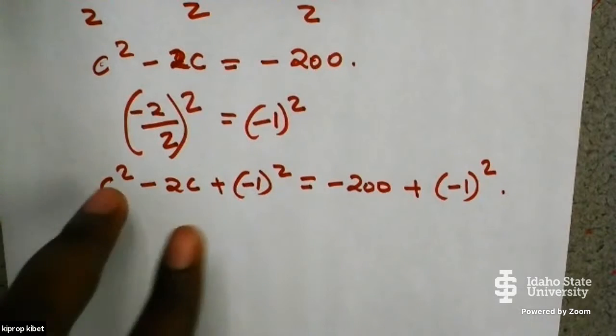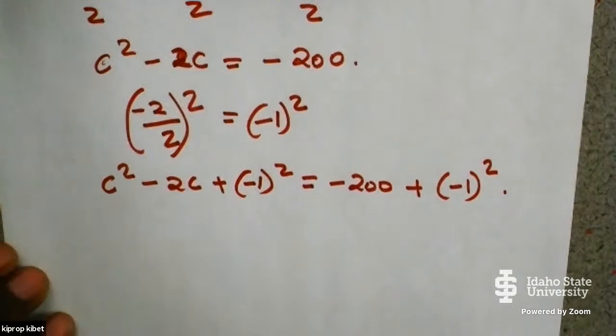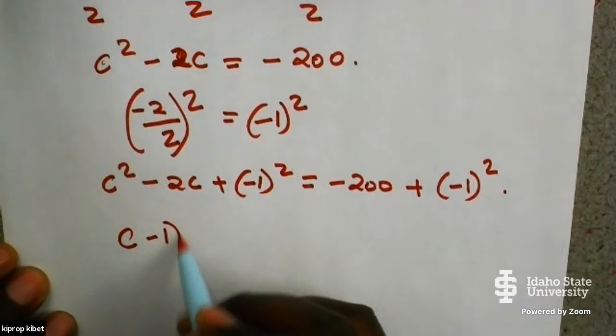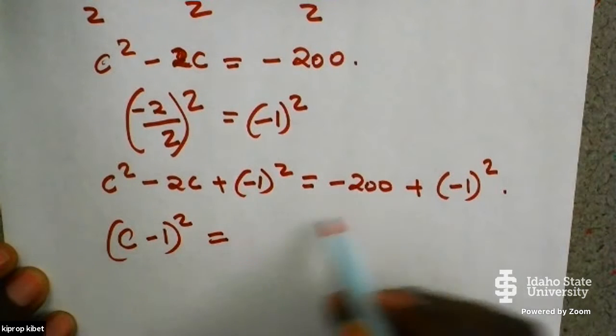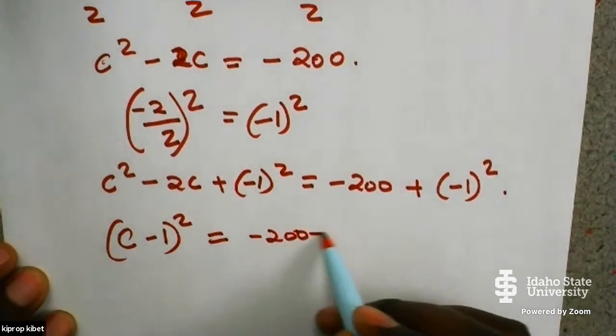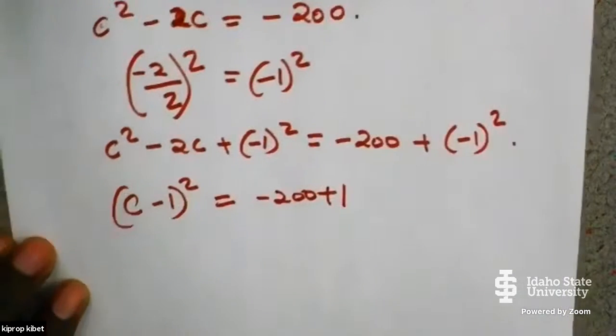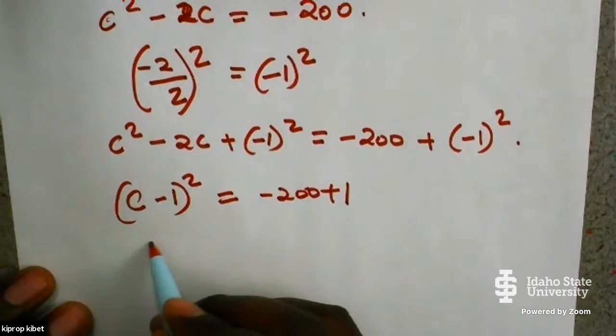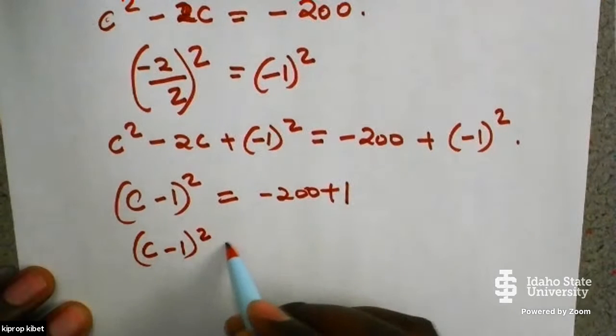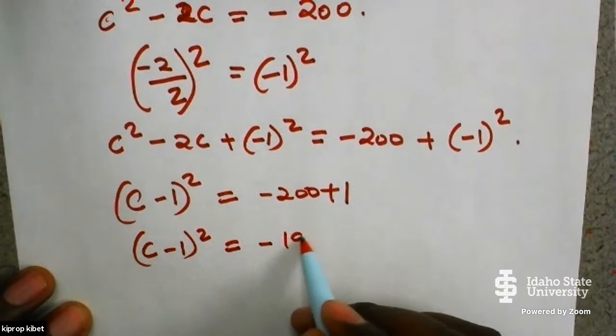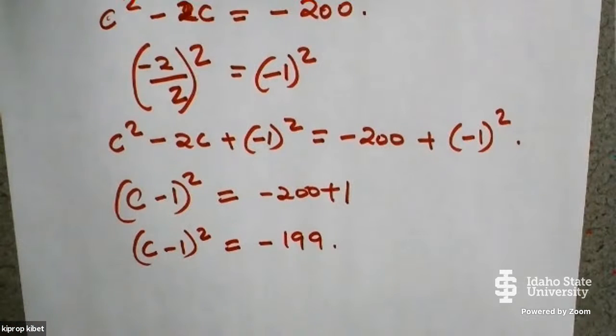So now write this one in binomial form. It will be c minus 1 squared equals minus 200 plus what? Plus 1. So c minus 1 squared equals minus what? Minus 199.